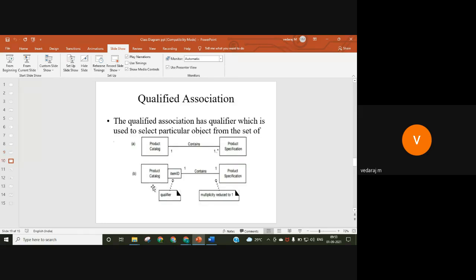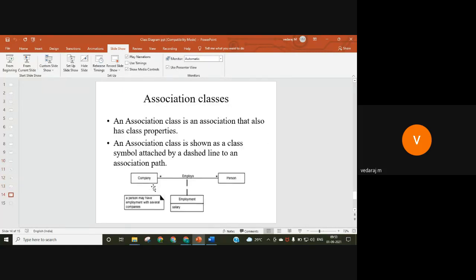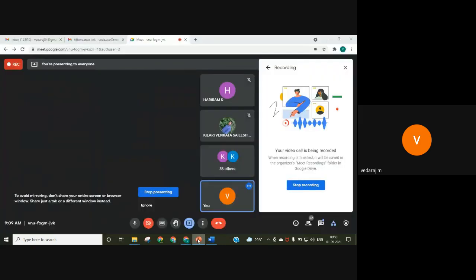Next, we discussed the qualified association. The qualified association is nothing but how a qualifier is used to select a particular object from the set of objects. Then we discussed aggregation, then composition, then generalization, association, classes. These are the various notations used in the class diagram. Okay, this is the complete class diagram concept.